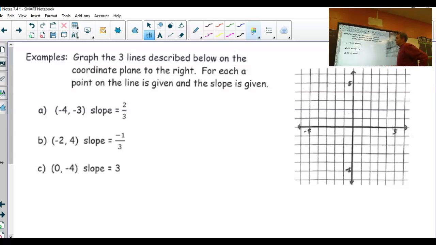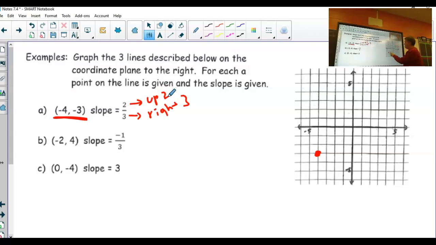All right, so the first one, I'm going to do the first one in red. First, I put a point at -4, -3. That would be right here, right? 4 to the left and down 3. What is a slope of 2/3 telling me to do? Well, it's telling me to go up 2 and right 3. So that's where I'm going to go.